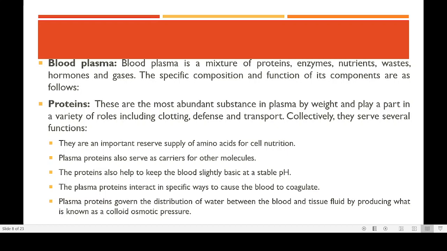Now we can see the last function: plasma proteins govern the distribution of water between blood and tissue fluid by producing what is known as colloid osmotic pressure. You know that the blood cells are floating in the blood. There are different types of RBC and WBC flowing in the blood. There is cytoplasm inside the RBC and inside the WBC, and that cytoplasm is formed of water. There is a flow of water from the inner portion, inside the cytoplasm, to the outside. Outside means to the blood.